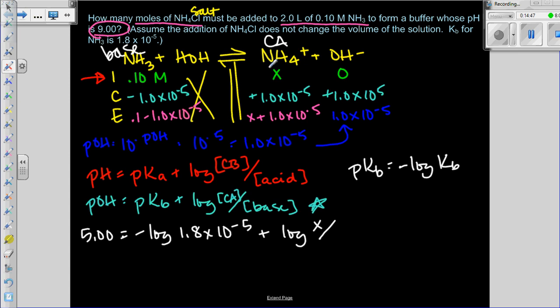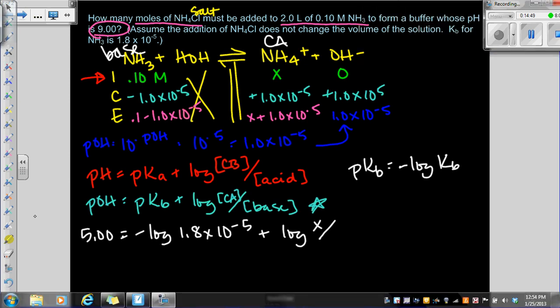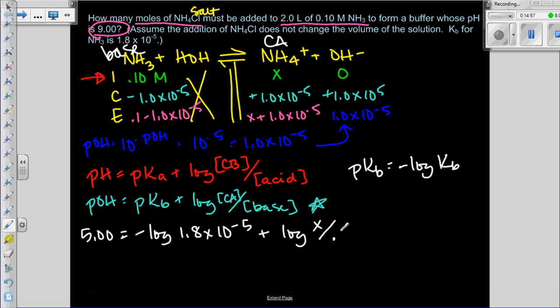So now I've got, okay, I'm taking these initial concentrations. I have my X here for the conjugate acid. I'm going to use 0.10 here for my initial base concentration. So this equation is what I'm solving. So if I do negative log of 1.8 times 10 to the negative fifth, I will get 4.74.